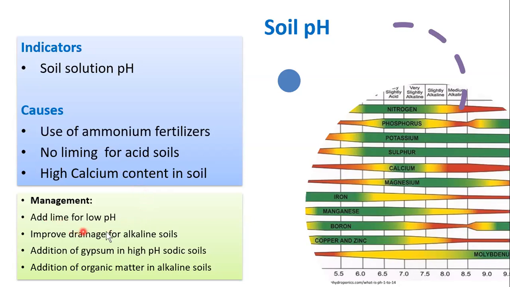Management: lime can be added in low pH soil, improved drainage for alkaline soil, addition of gypsum in the soil with high pH due to sodic soil or due to the sodium. We can add gypsum, and addition of organic matter in the alkaline soil can also reduce the pH.